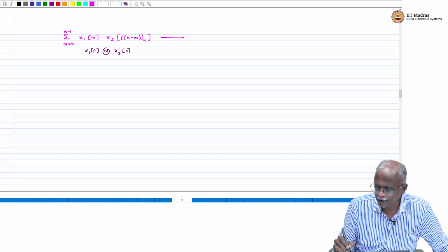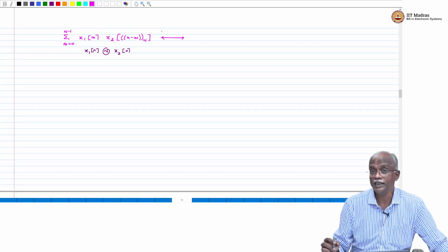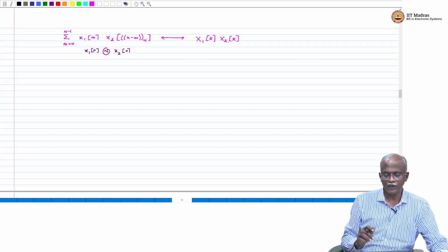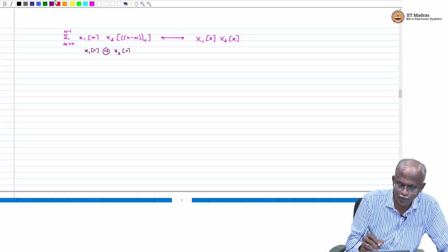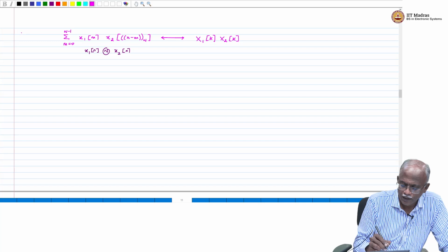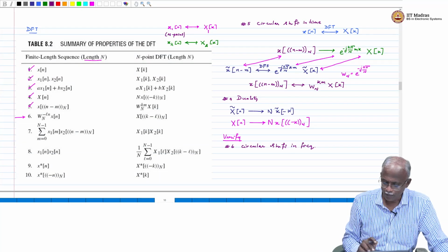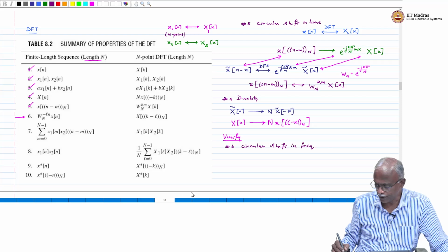We want to relate it to the corresponding DFT coefficients. We will show that this is equal to the product of the DFT coefficients X1 and X2 of k. So this is the convolution property, the periodic convolution property. Let me write it down. This is periodic convolution. This is also property number 7, and that's what we are going to be verifying.